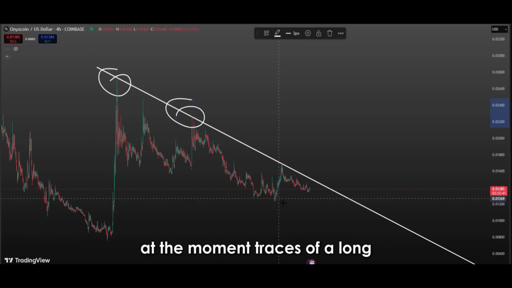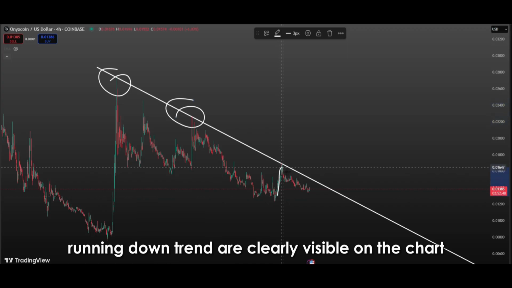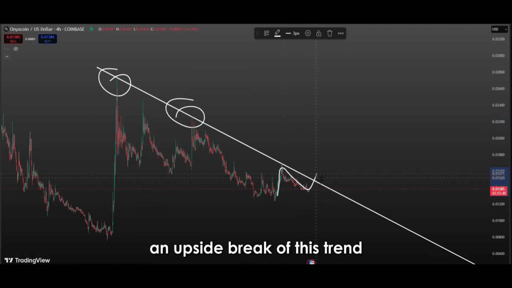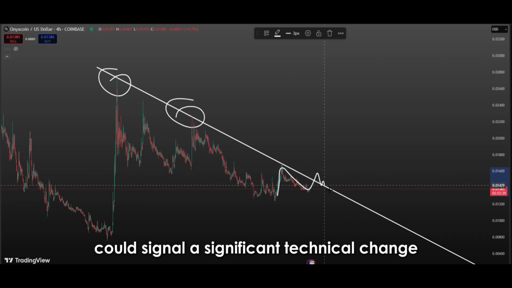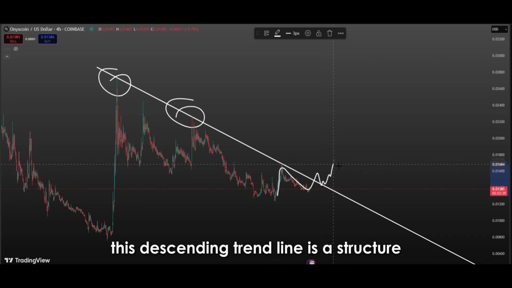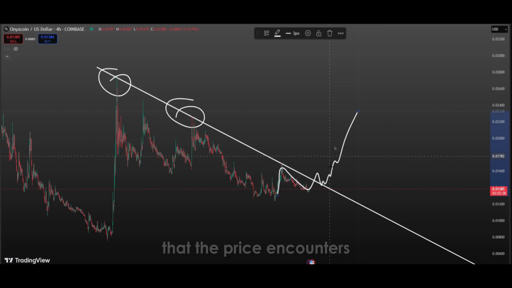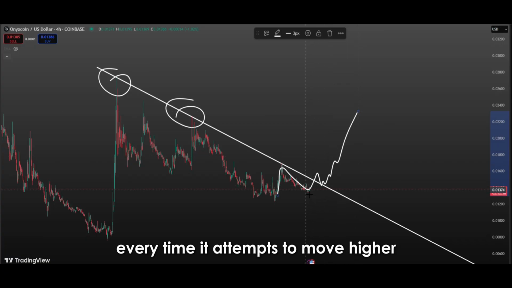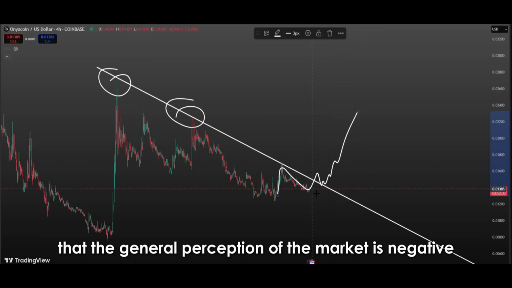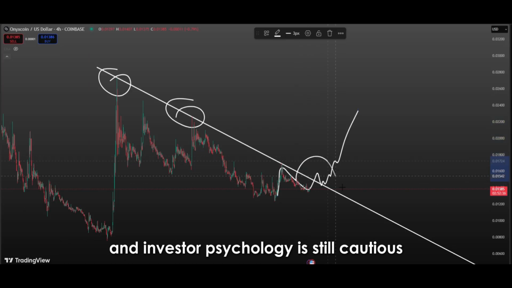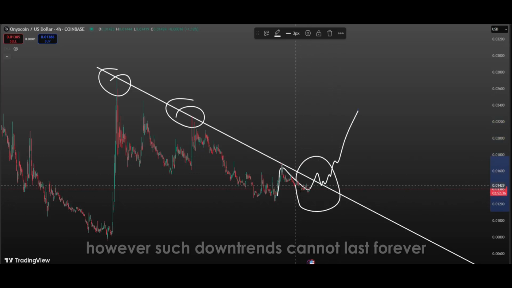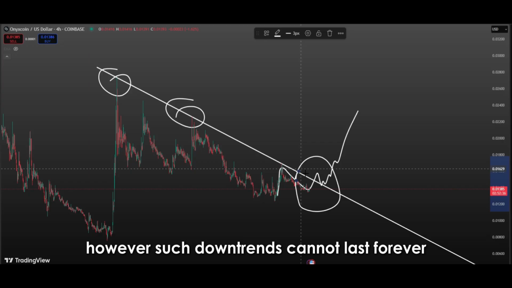At the moment, traces of a long-running downtrend are clearly visible on the chart. An upside break of this trend could signal a significant technical change. This descending trendline is a structure created by combining the resistance levels that the price encounters every time it attempts to move higher. It also indicates that the general perception of the market is negative and investor psychology is still cautious. However, such downtrends cannot last forever.